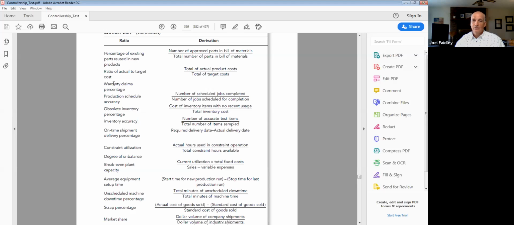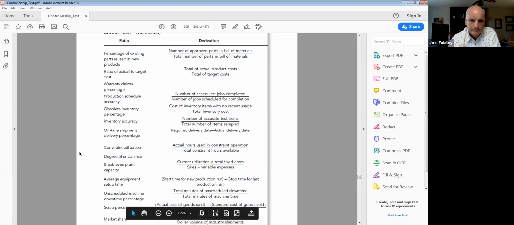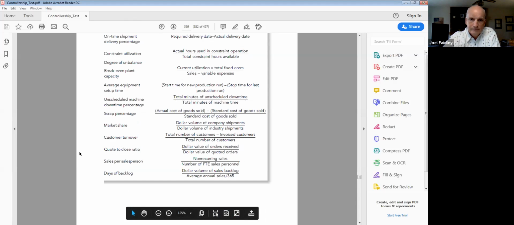What's your percentage of loan losses? Bad debt expense, that's probably on here somewhere. Constraint utilization. We'll look at something there. I believe it's in the next chapter on constraint. Scrap percentage, very important down there. This inventory accuracy in general, obsolete inventory percentage, inventory accuracy, scrap percentage, by department, by product line.